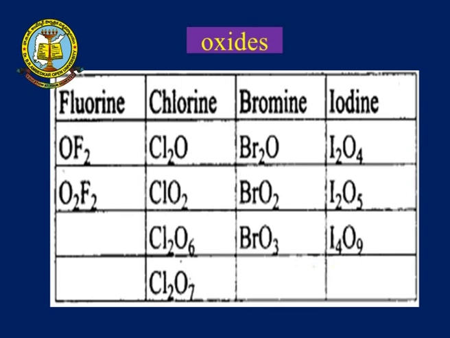Except fluorine, you come to chlorine, bromine, iodine. These 3 elements when they react with oxygen give 4 types of oxides. One is chlorine monoxide, Cl2O. Second one, chlorine dioxide, ClO2.